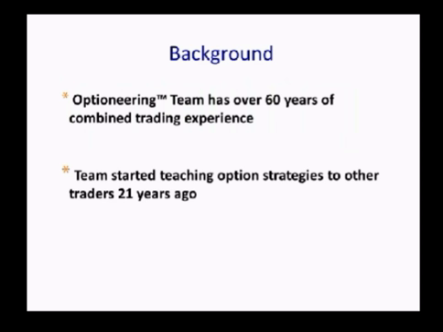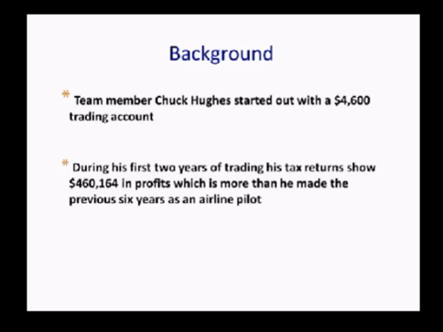A little bit about our background at Optioneering: we have over 60 years of combined trading experience. We started teaching option strategies to other traders 21 years ago. Prior to that, I just traded on my own, and about 21 years ago, I started teaching my option strategies. I started out trading options with a $4,600 trading account, and in my first 2 years, I had over $460,000 in profits, which is more than I made the previous 6 years as an airline pilot.